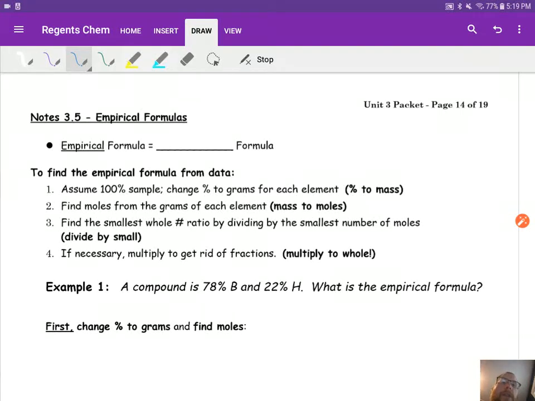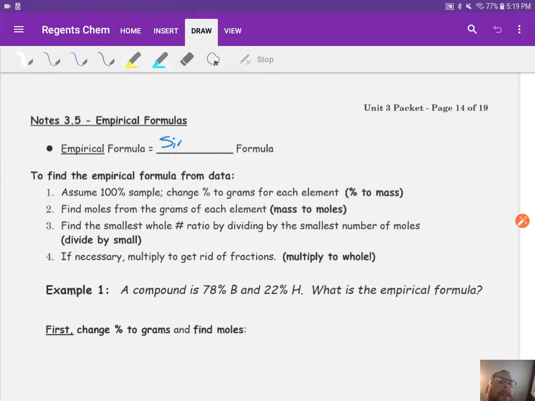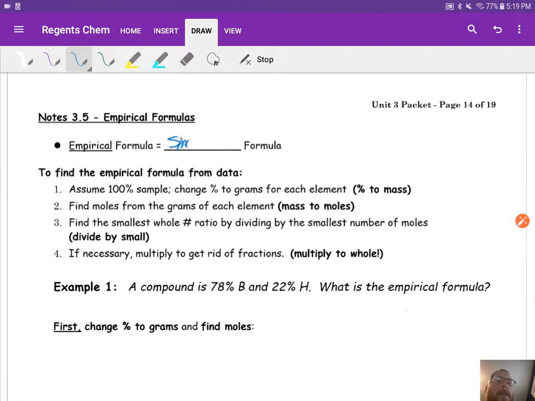Guys, this is video 3.5. In this video, we're going to talk about empirical formulas. So this term empirical formula just means, or the helpful way to remember it, the simplest formula. Okay? Let me erase that. Simplest.